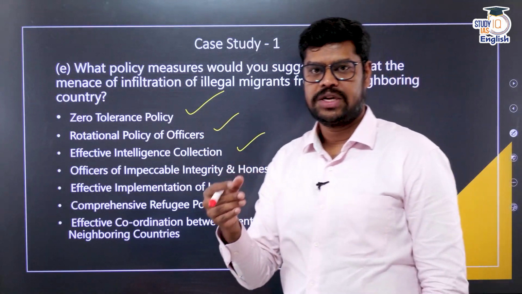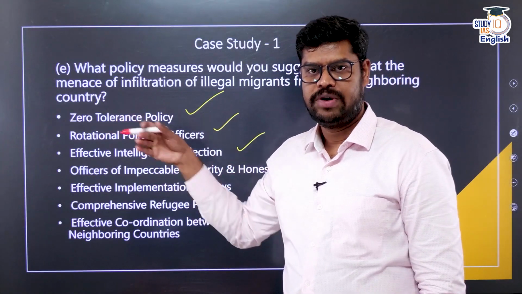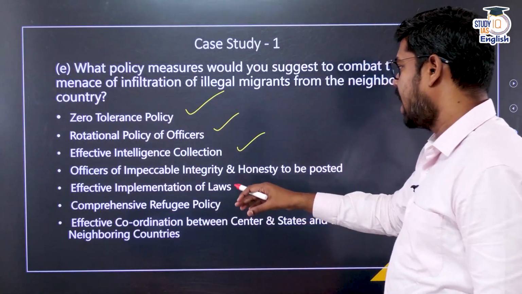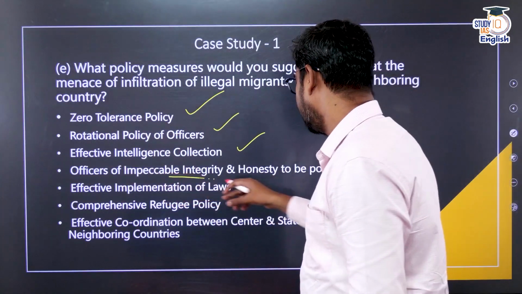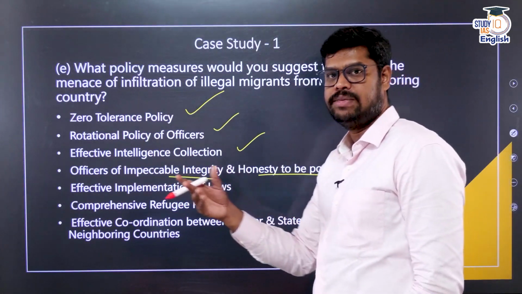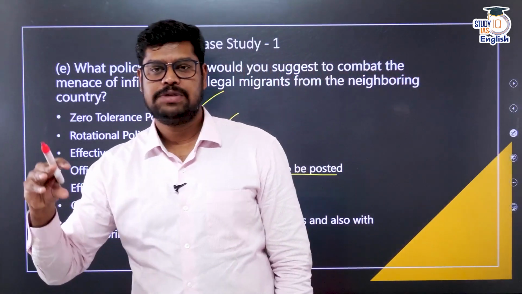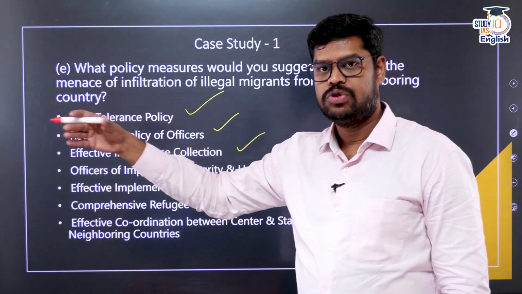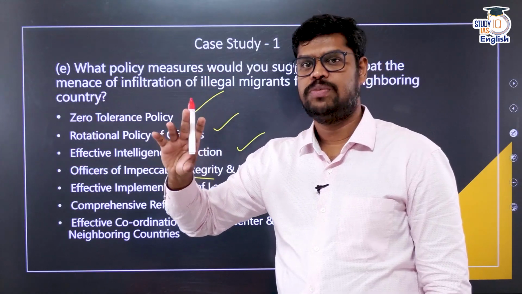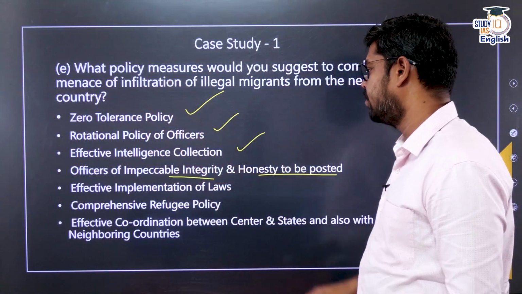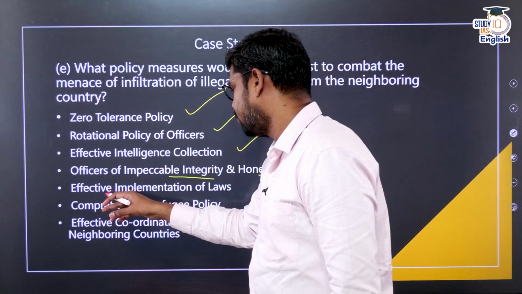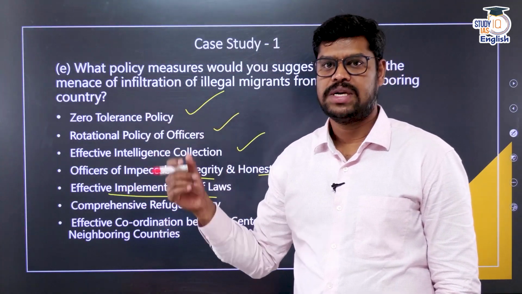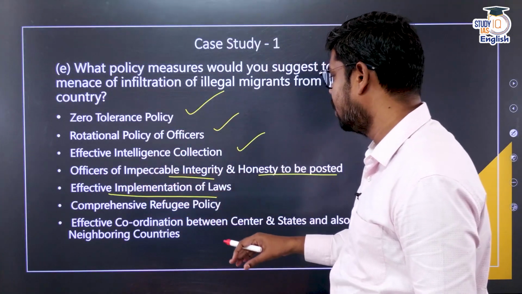Effective intelligence collection is very, very important. Especially to prevent infiltration, there should be an effective intelligence collection method, and officers of impeccable integrity and honesty should be posted. There has to be a mechanism to choose the officers in the first place, especially when they are posted in sensitive postings such as the border postings. A mechanism has to be identified for that. Then, effective implementation of laws like the Foreigners Act and the Passport Act. Try to implement those effectively.